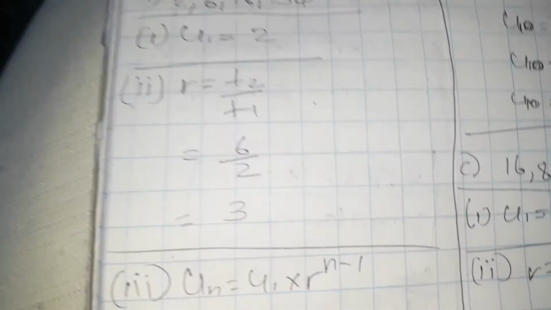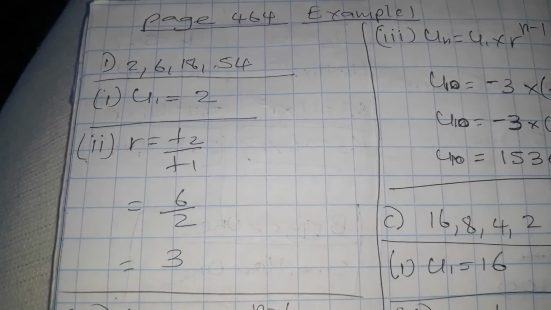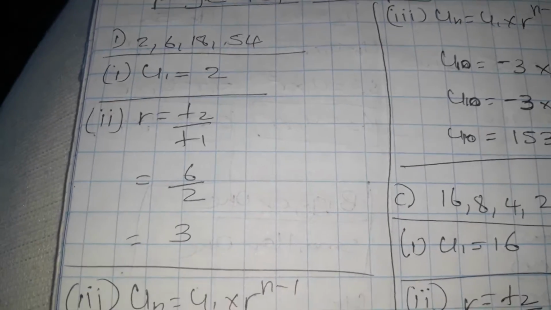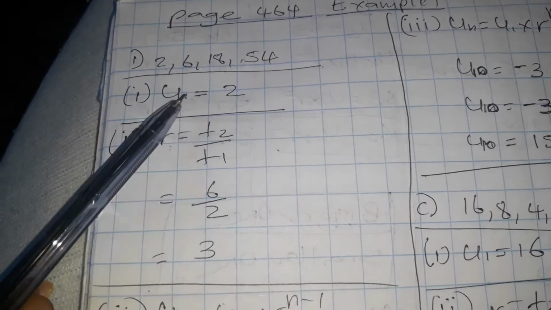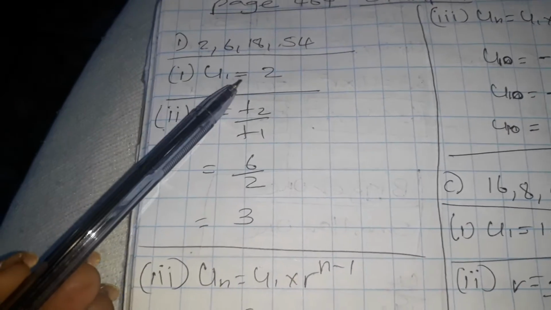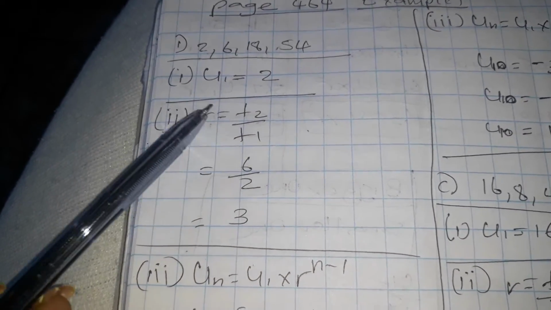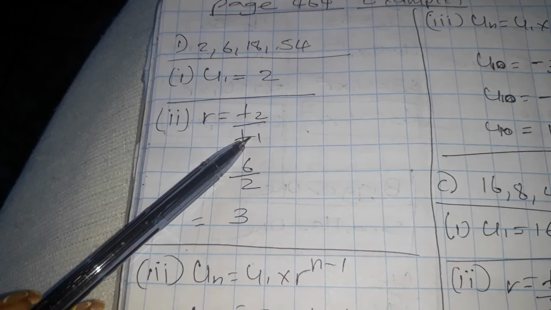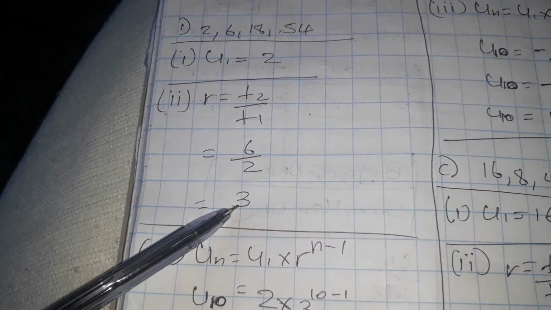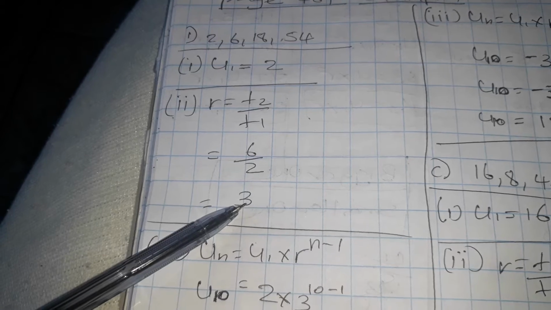So part A says 2, 6, 18, 54. So U1 is my first term, which is 2. To find the ratio, the rule is term 2 divided by term 1, 6 divided by 2, which is 3. So the common ratio is 3.